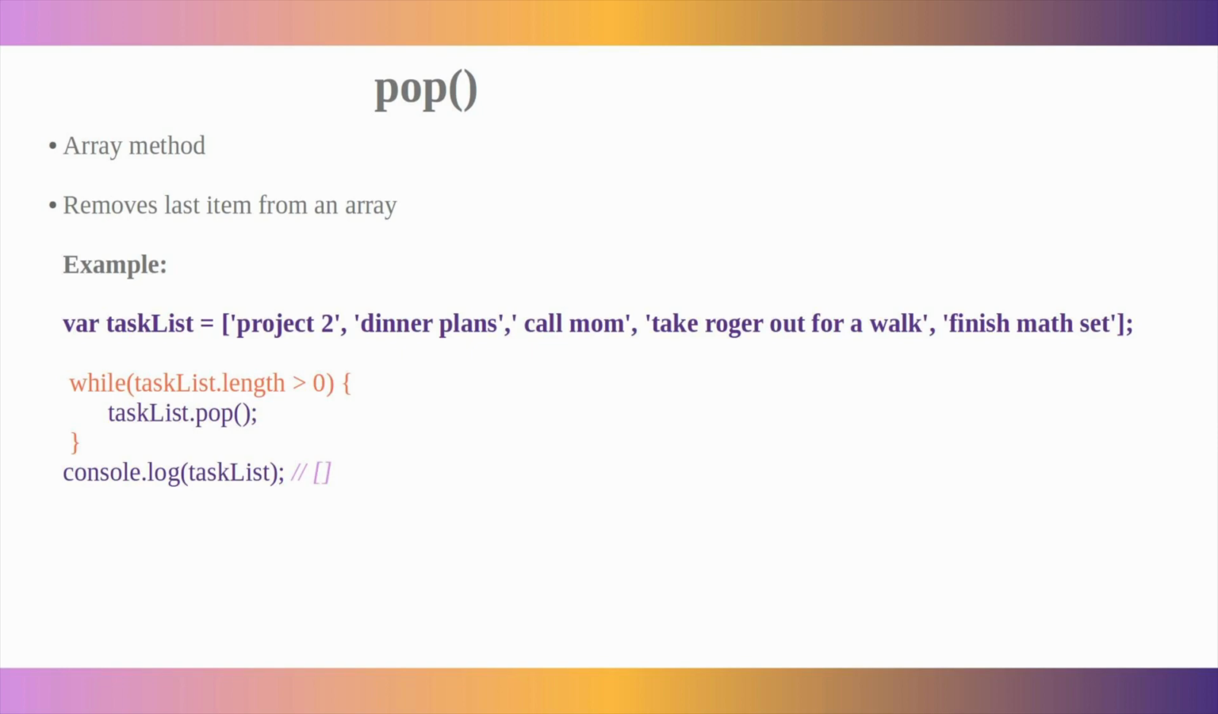In this example, the condition is while tasklist.length is greater than 0. In other words, while the number of items in the task list array is greater than 0 and it has items, we will keep calling the pop method, which will keep removing the last item of the array till there is nothing left to remove or pop. And with this, let's go ahead and work on the clear list function.